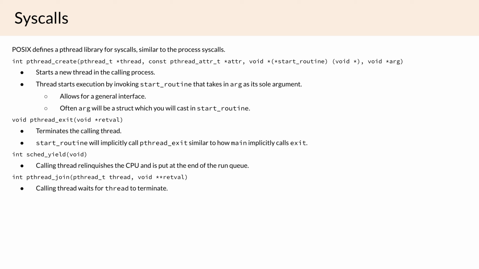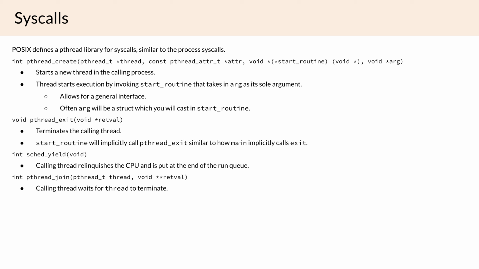These thread syscalls roughly correspond to the syscalls that you used for processes. pthread_create will create a new thread in the calling process that runs the function start_routine with the argument arg. This function will update the value of the pthread_t thread argument to correspond to the ID of the newly created thread. pthread_exit terminates the calling thread and is called implicitly when the start_routine function terminates, similarly to how the main function of a program or process implicitly calls exit.